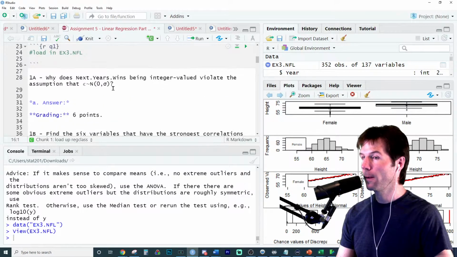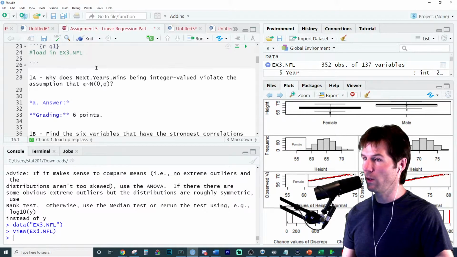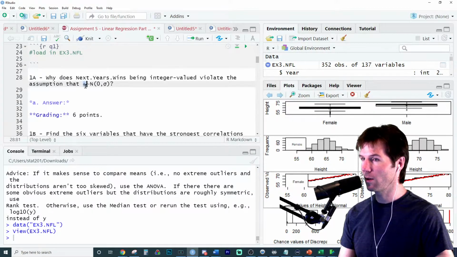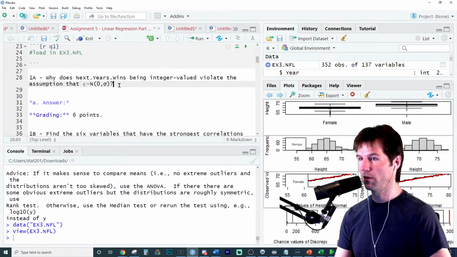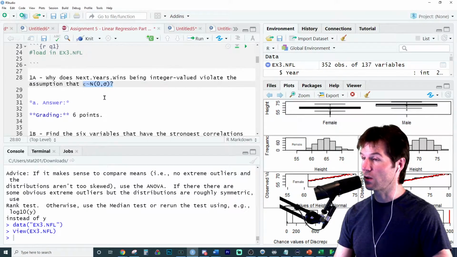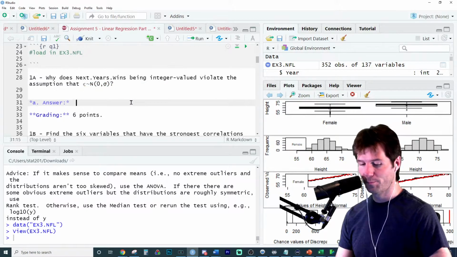That's totally fine. What does next year's wins being integer values violate? Why does it violate the assumption of the normality of the residuals? And that's E right there, the residuals being distributed normally with a mean of 0 and a constant standard deviation. This is a big question here, Kayla.